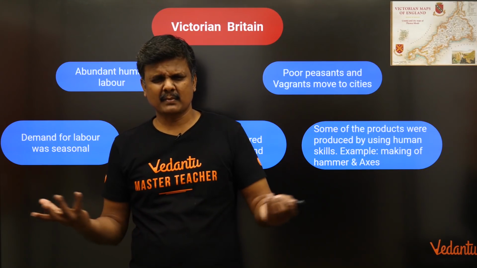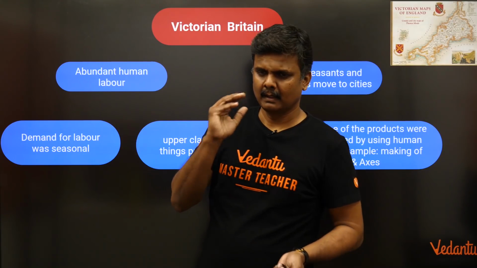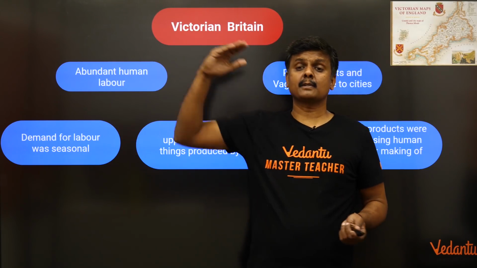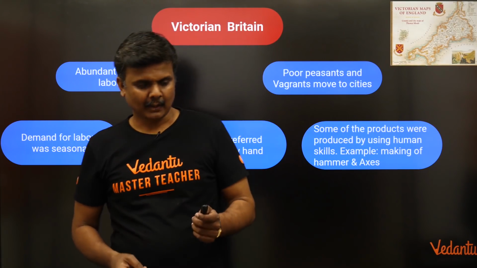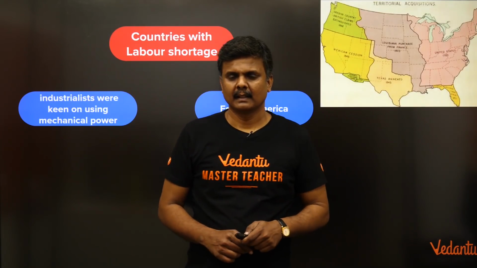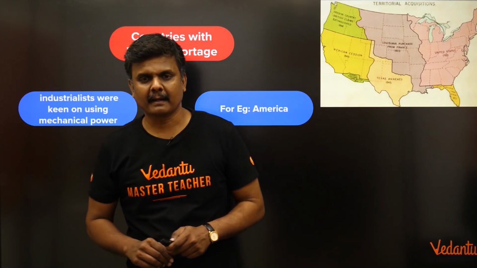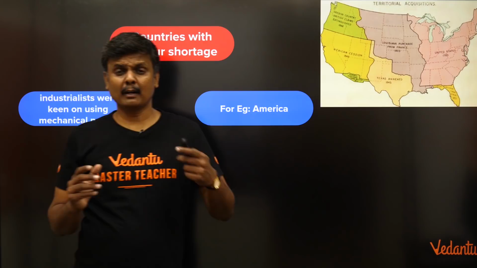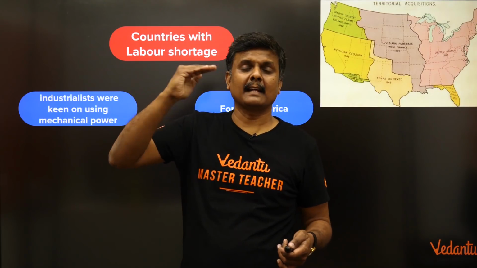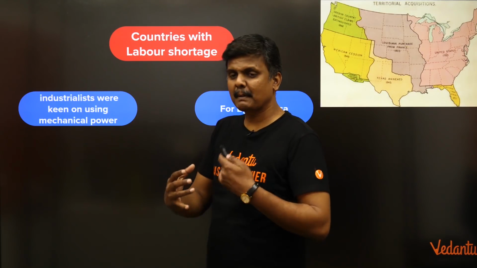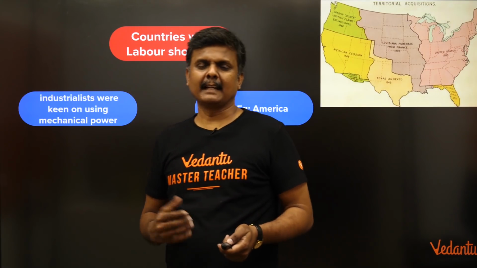Human labor was there, peasants were without any work, and more importantly, though there were a lot of industries, upper class people preferred handcrafted stuff, handmade stuff. Okay guys? Excellent. Now, on the other end, there were countries where not enough people were there. An example is America. They were more inclined towards using machine power, and unlike people in Britain who were looking at the upper class, looking at handcrafted stuff, here people wanted mechanical power. They wanted machines because they were running out of enough laborers.